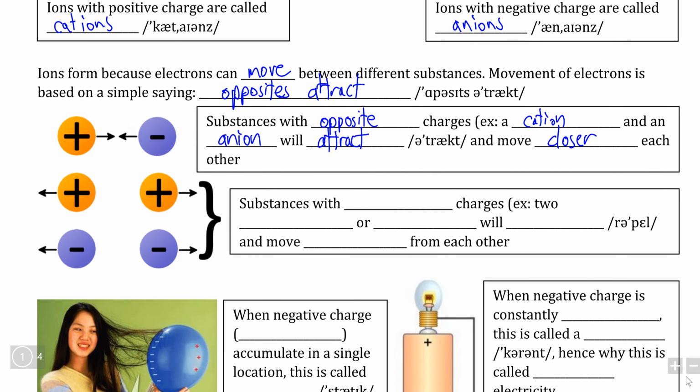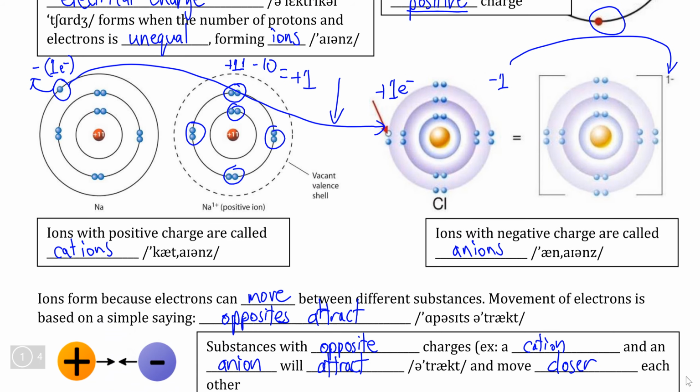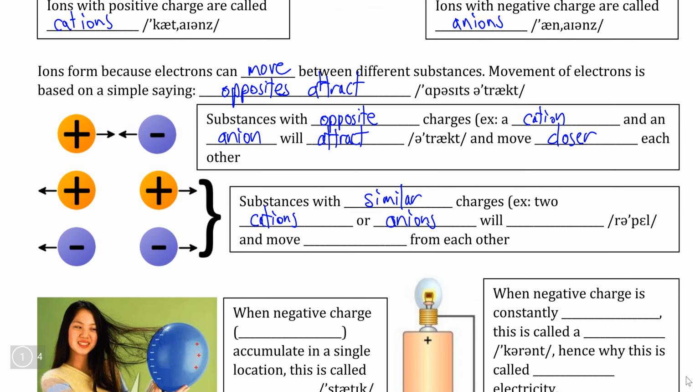Now, the opposite is true if we're dealing with two cations, that being two ions, both with positive charges, or two anions, that being two atoms, both with negative charges. In both of these cases, these are substances with similar charges. Similar meaning that they both have positive charge or both have negative charge. We don't really care about the magnitude, whether it's +1, +2, or +3.